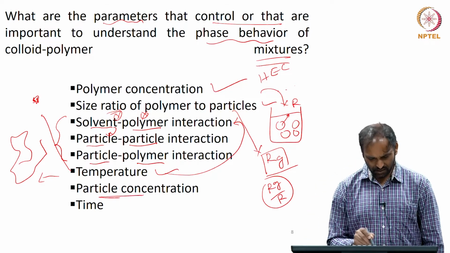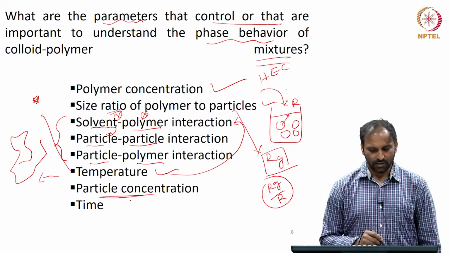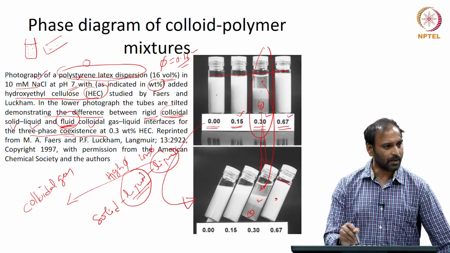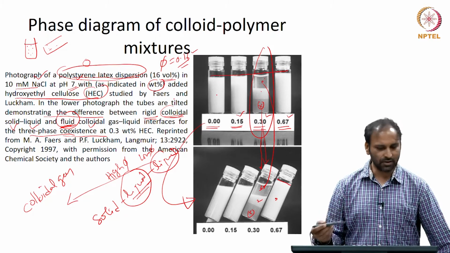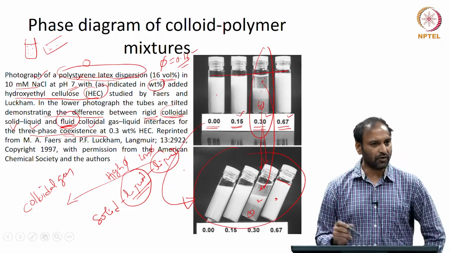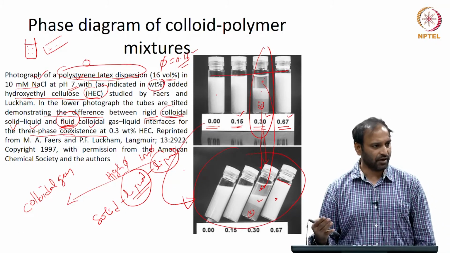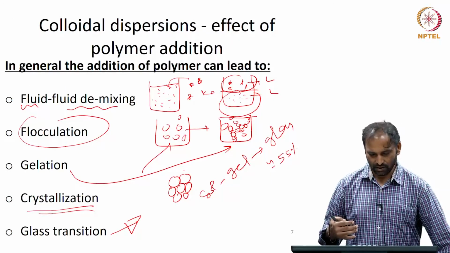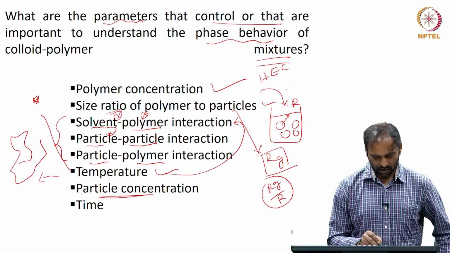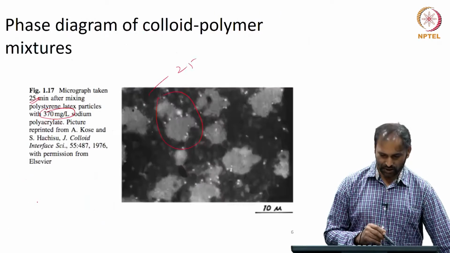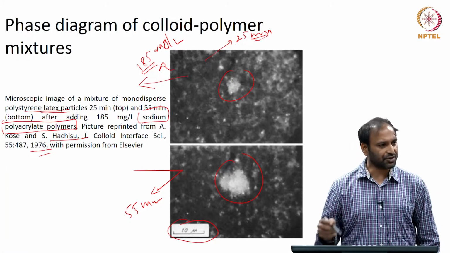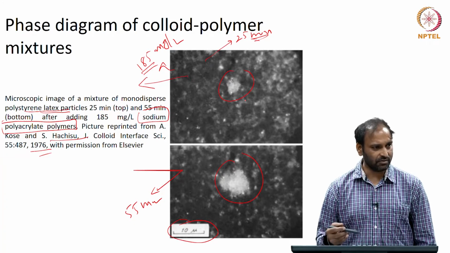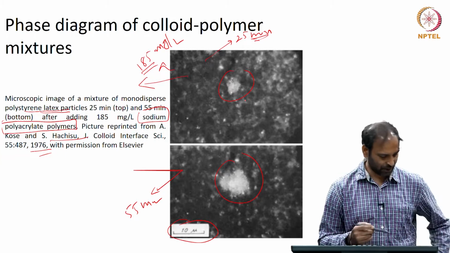Of course, the particle concentration. We saw an example where the particle concentration was fixed at 0.16, but if I were to have a different concentration of particles, whatever changes we see could be shifted to lower or higher polymer concentration, depending upon the concentration of particles that you have. And of course, time, as illustrated in this particular example, where we saw that for the same mixture at different times, it would be microscopically very different, and the same would also be true of the macroscopic behavior.